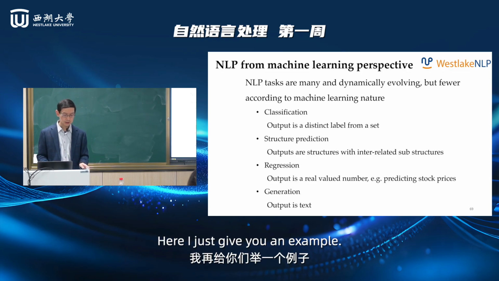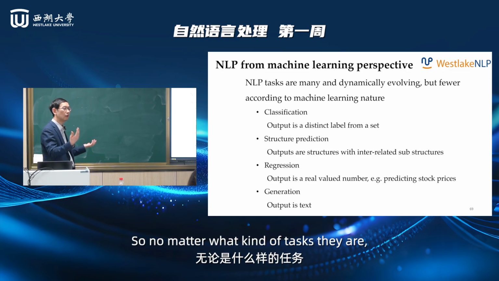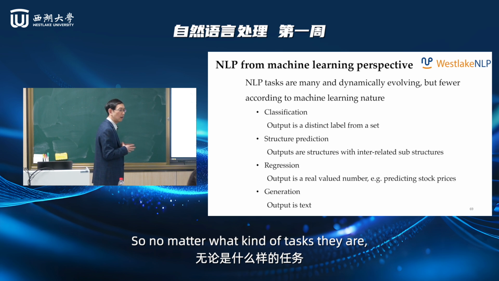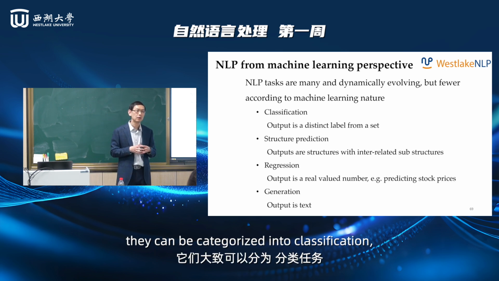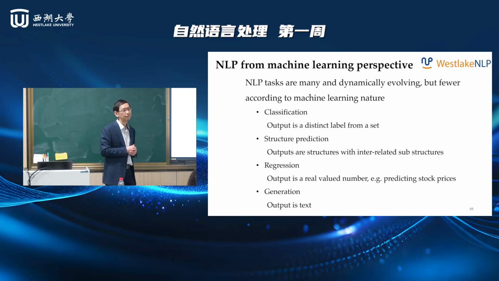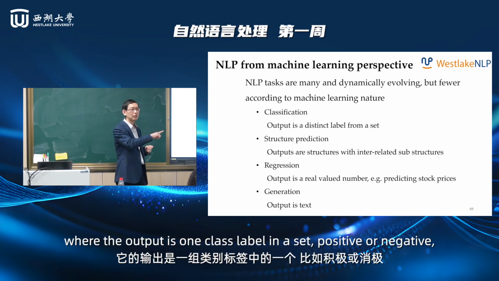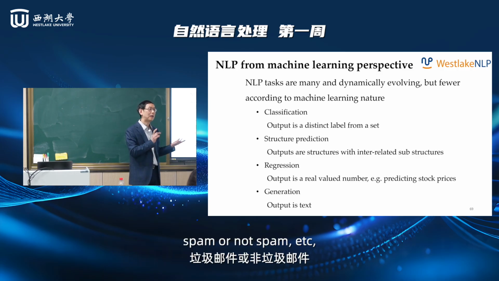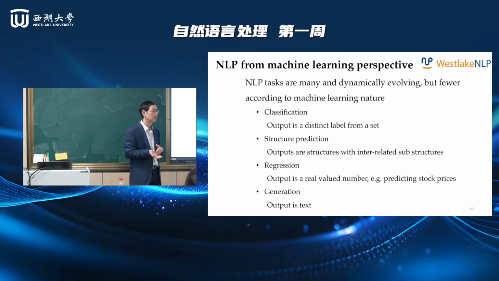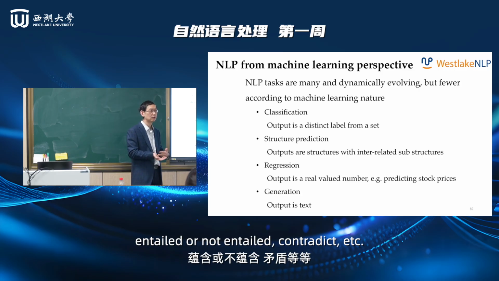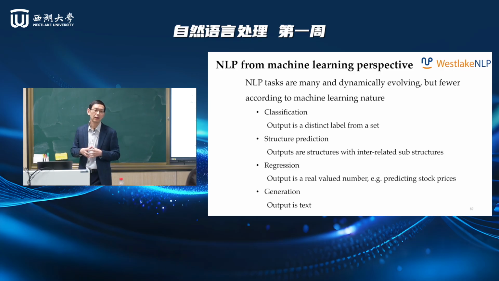Here I just give you an example. No matter what kind of tasks they are, they can be categorized into classification, where the output is one class label in a set: positive or negative, spam or not spam, entailed or not entailed, contradiction, etc. So this is called classification.